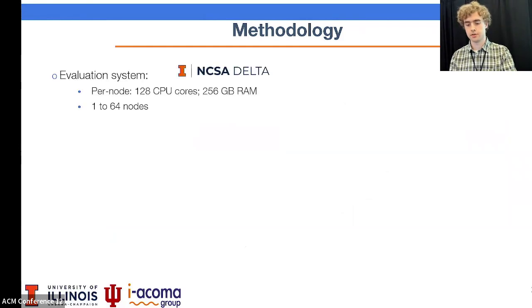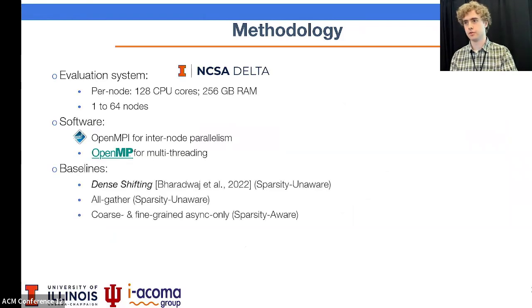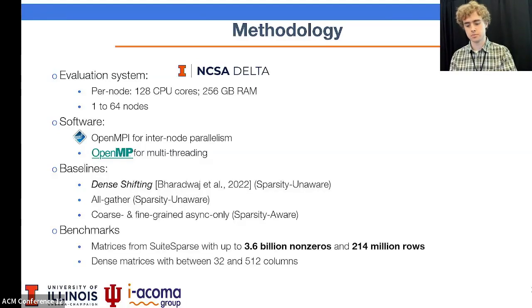We evaluate two-phase on the NCSA Delta supercomputer at Illinois, where each CPU node contains 128 CPU cores and 256 gigabytes of RAM. And we evaluate scaling performance from 1 to 64 nodes. We use OpenMPI for internode communication and OpenMP for local multi-threading. And we compare against a handful of both sparsity-unaware and sparsity-aware baselines. We use matrices from SuiteSparse, containing up to 3.6 billion non-zeros and 214 million rows, and scale our dense matrix inputs from 32 to 512 columns. Just for reference, 214 million rows and 512 columns is terabyte scale data that we're talking about here.